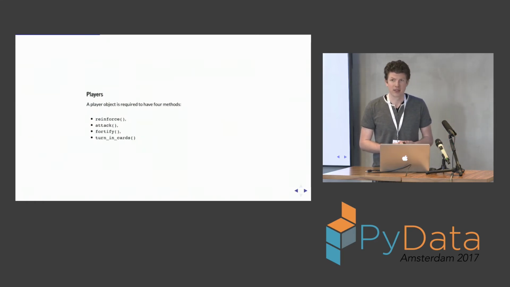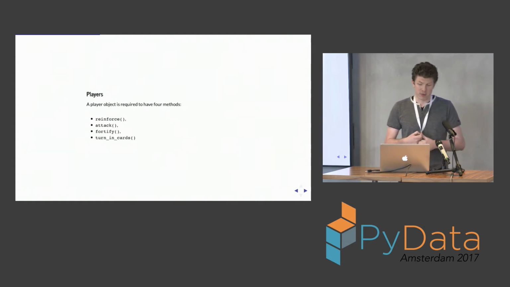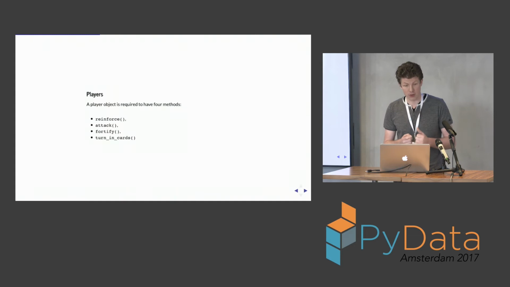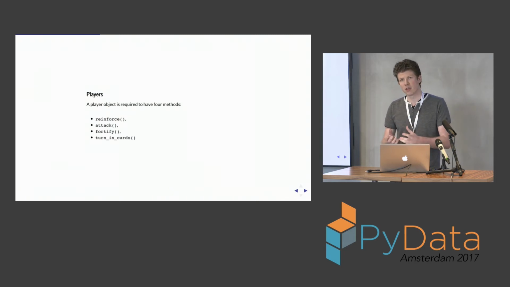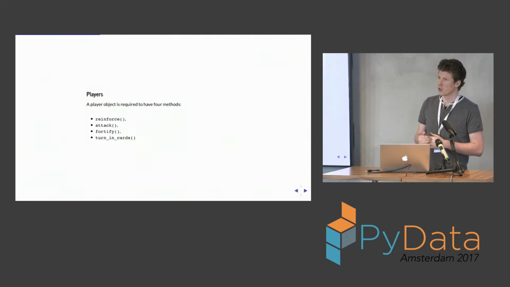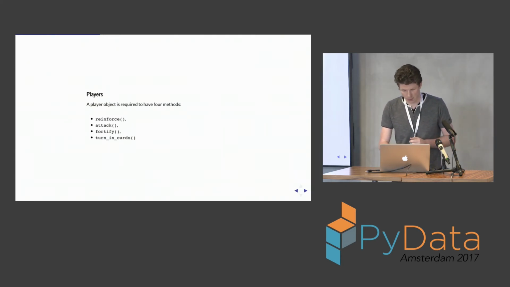And then, of course, the most important part, there's the player object. A player object is required to have 4 methods. So there's the reinforce method, the attack method, the fortify method, and the turn in cards method. The first 3 methods handle the first 3 stages of the game. So the game takes the player object, then calls each of these methods when it's this player's turn to do exactly that, and then the player object should return what it wants to do. The turn in cards method has to do with the reinforcement cards. I'll not go into that.